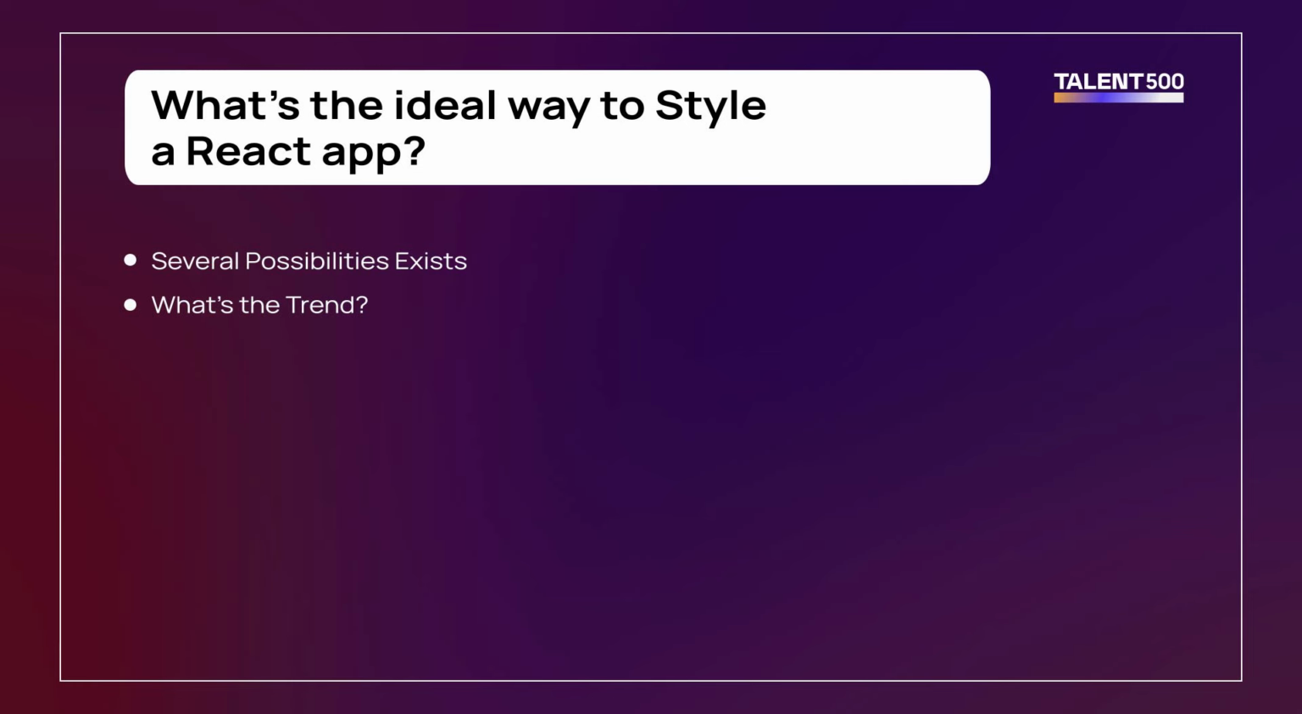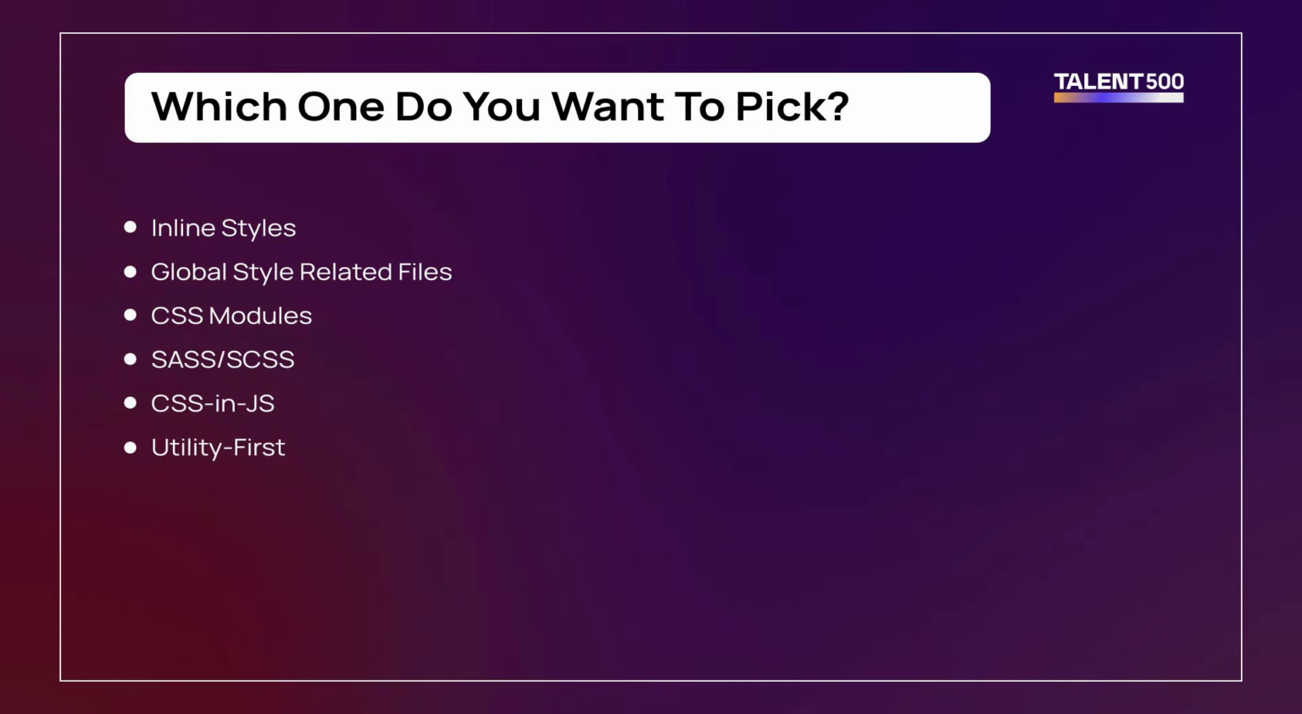So several possibilities exist. What are those possibilities? To style a React app, you can do inline styles, you can do global styles. For example, you can keep a CSS file with all the styles in it, then import the CSS file and use the styles from that. Or you scope your CSS to modules. You can use CSS modules and then import the styles from the CSS modules and use them.